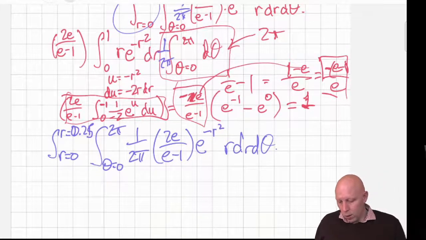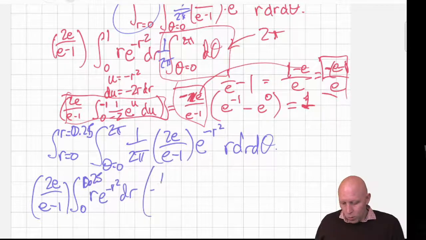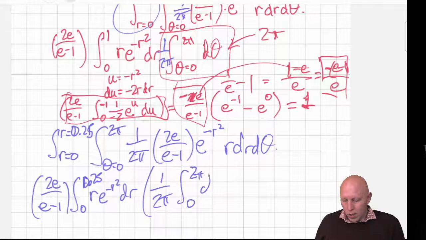All right, and so as we go through all the bits, the only thing that's changing is that we have this 2e over e minus 1 times the integral from 0 to 0.25 of r e to the minus r squared dr, and then this 1 over 2 pi does cancel out with this integral from 0 to 2 pi of d theta.